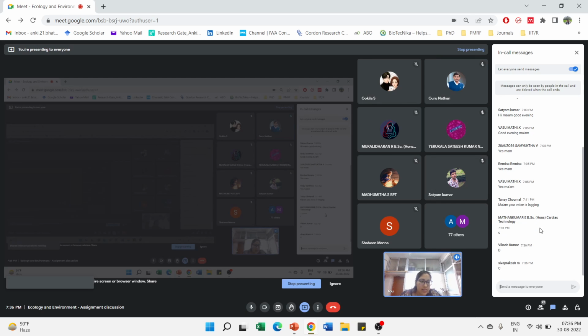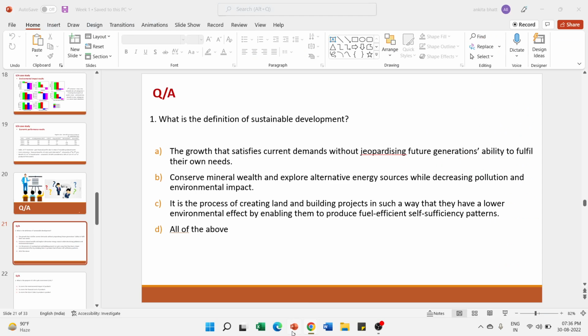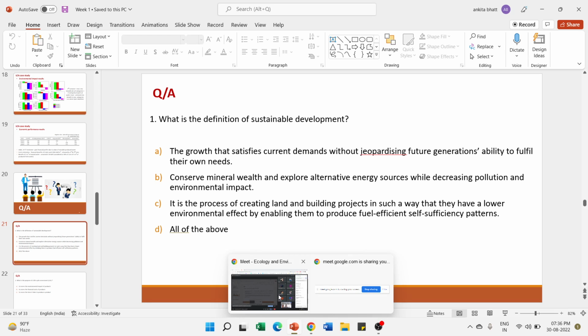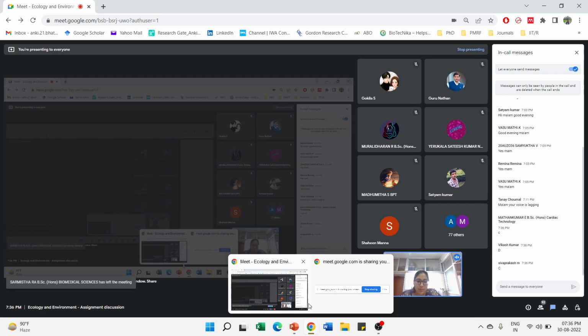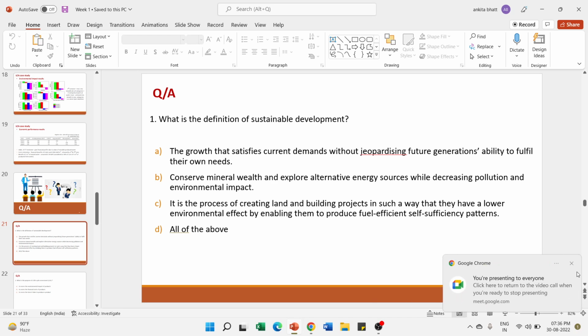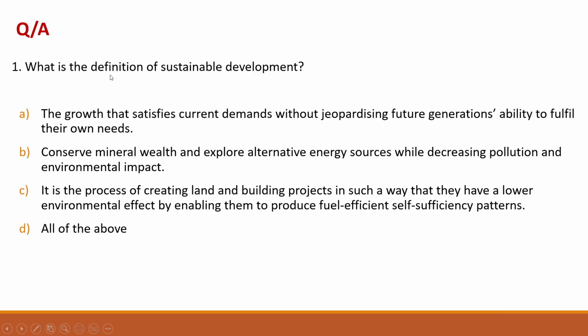Yeah, so somebody has written C, C, D. Okay, so I think despite so many lectures on sustainability, the correct meaning is not yet understood because I see some people responding to the third option as well. See, if we talk about sustainable development, the first is that it satisfies current demands without jeopardizing future generations' ability. So I hope instead of C, I could have at least got A as the answer.